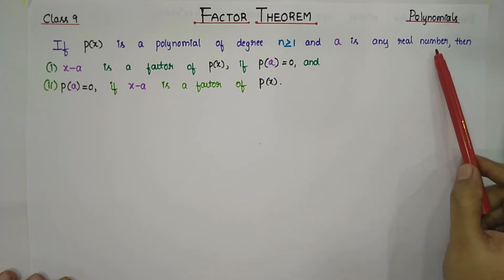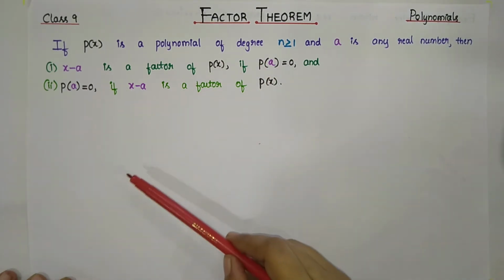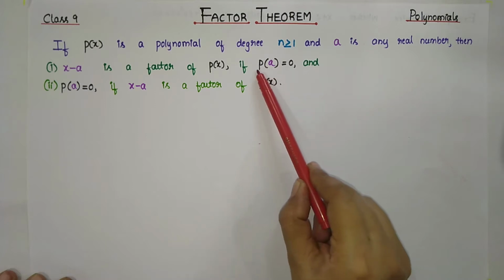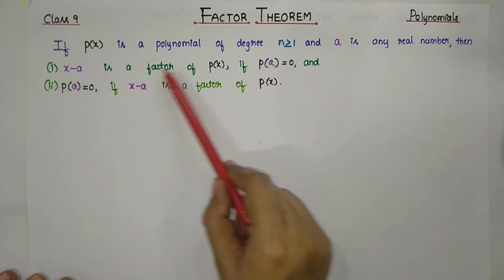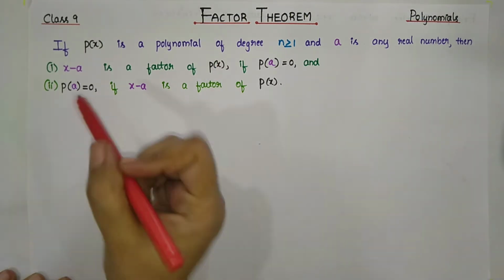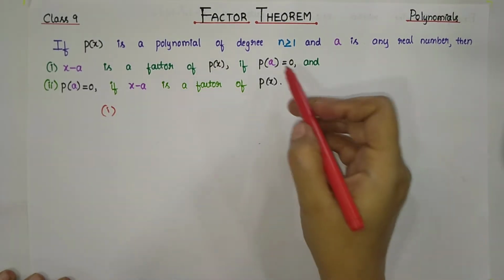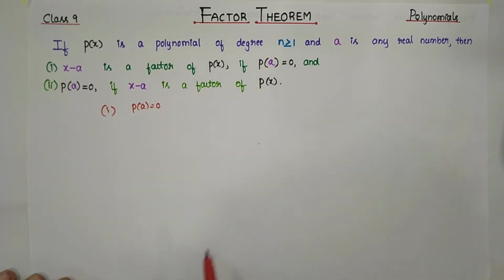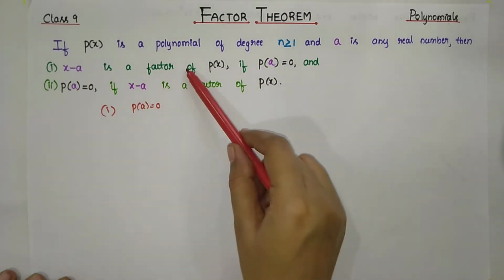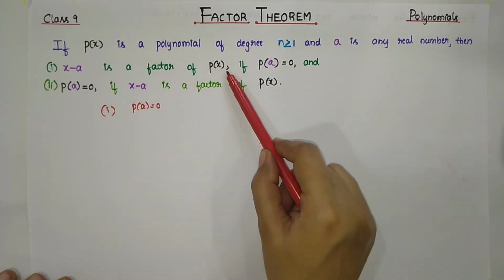So, to prove this theorem, first let us consider p of a equal to 0, and we'll prove that x minus a is a factor of p of x. By considering p of a equal to 0, we have to prove that x minus a is a factor of the polynomial p of x.